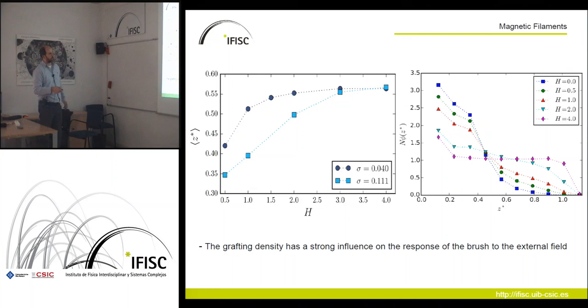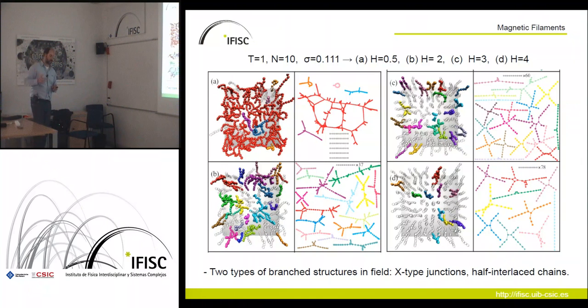brush. We can also see that by increasing the height of the brush, you get kind of a step profile in the density of monomers. So somehow, what we see here is that with an external field, we could easily tune the properties of a low dense brush. But when the brushes increase their density, it becomes more difficult to control the properties of it. Or we have to resort to larger fields to do that.